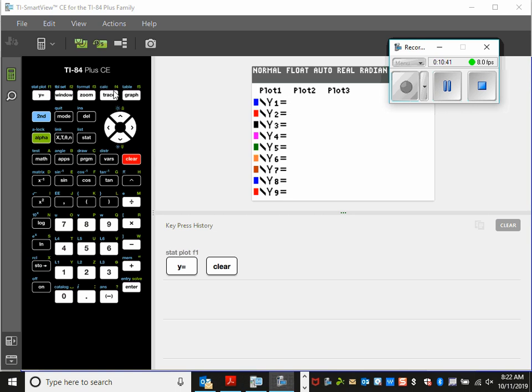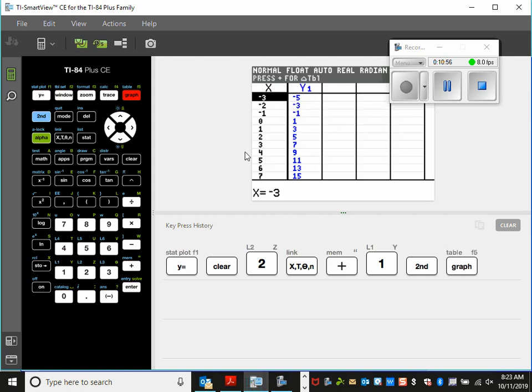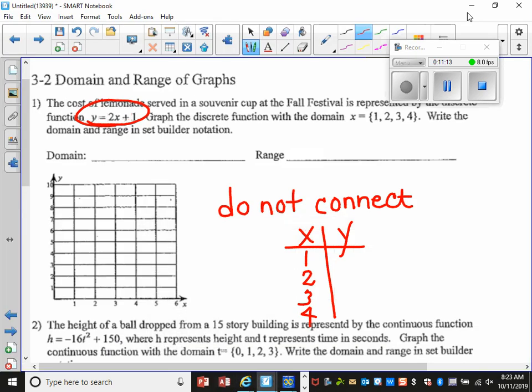You're going to hit your y equals key and put in 2x plus 1. And then we're going to go to the table, so we're going to hit second graph. And then we're going to fill in the y values. So 1 is paired up with 3, 2 is paired up with 5, 3 is paired up with 7, and 4 is paired up with 9. You're just going to go back and fill those numbers in.